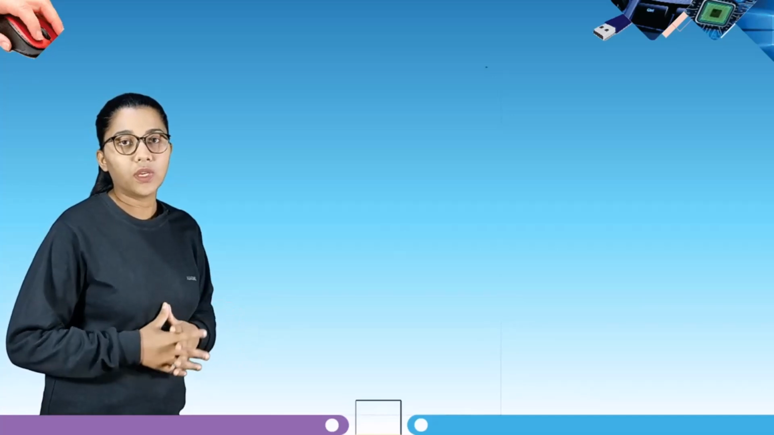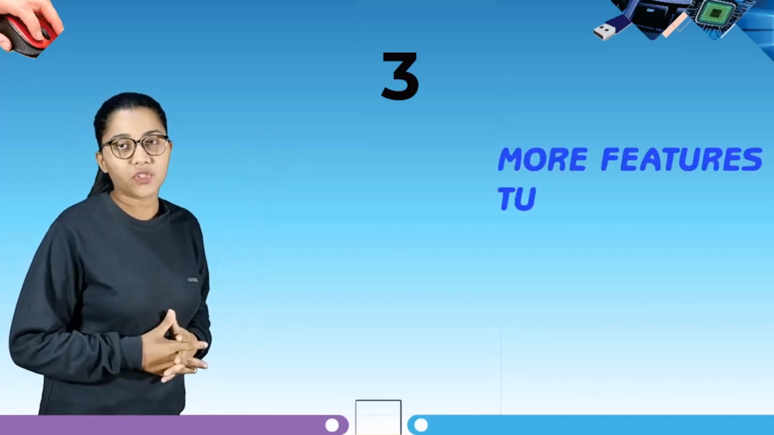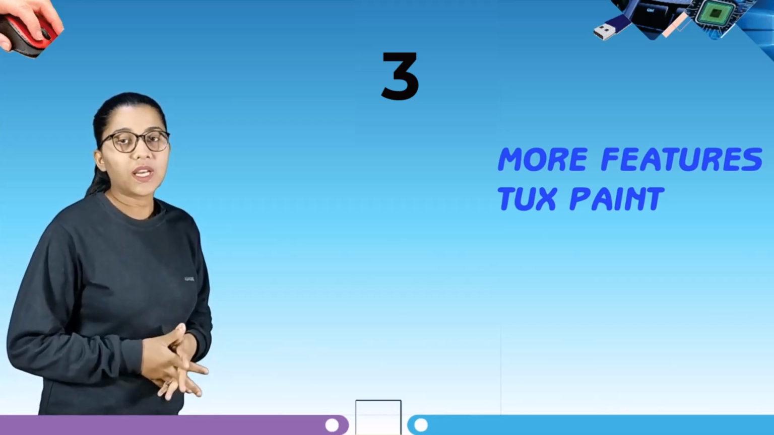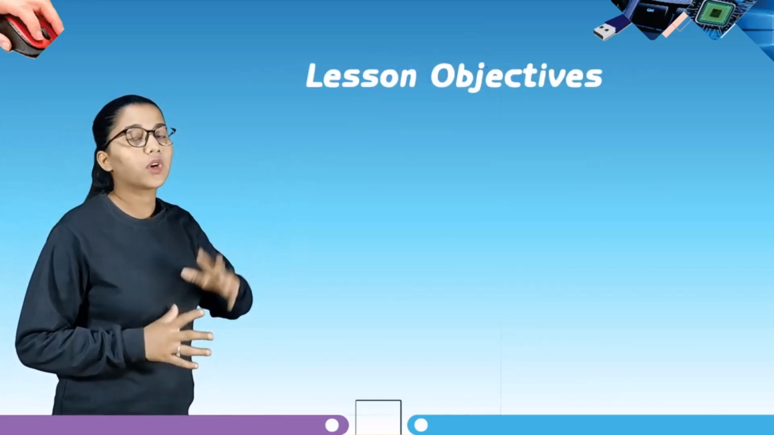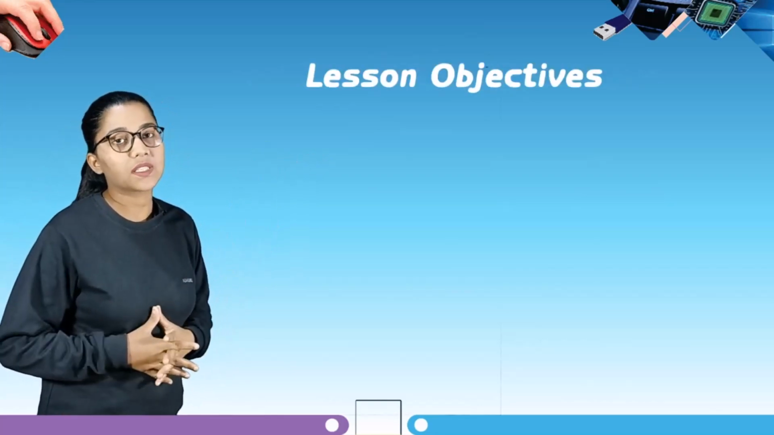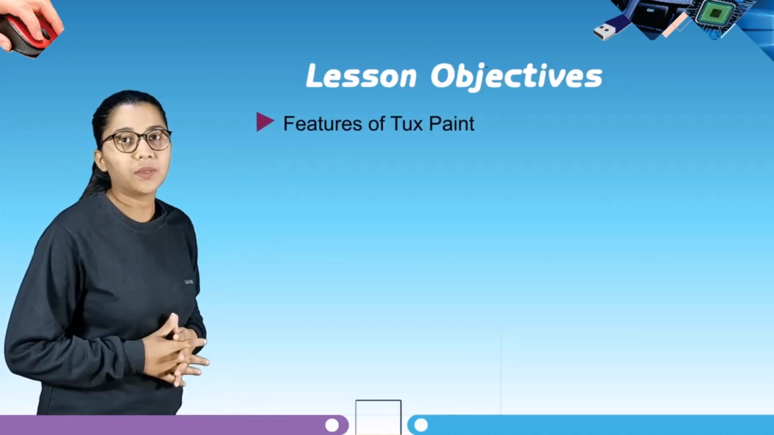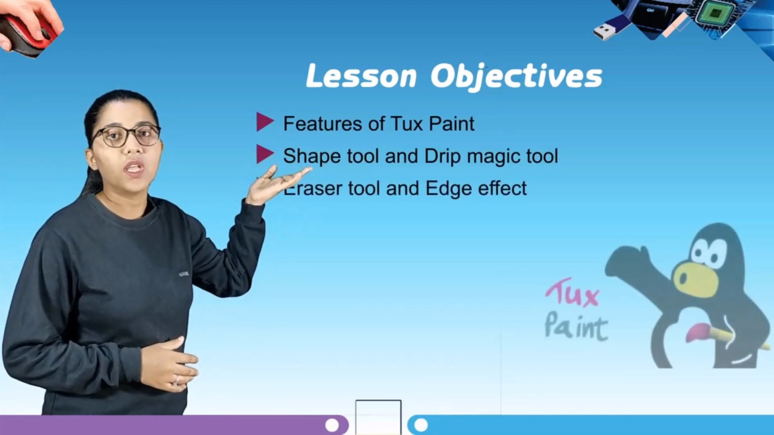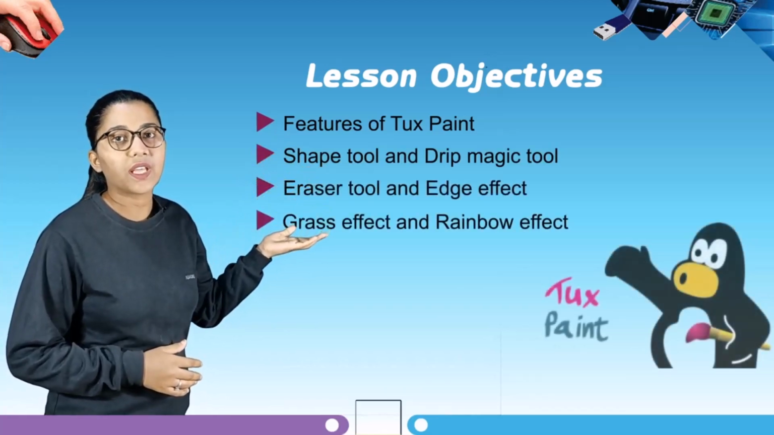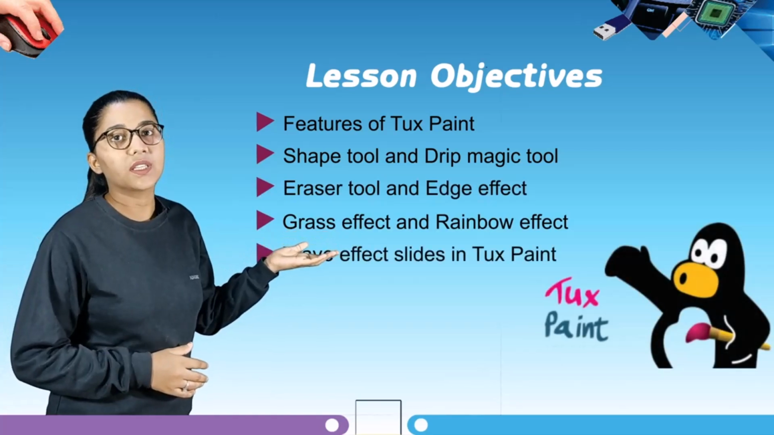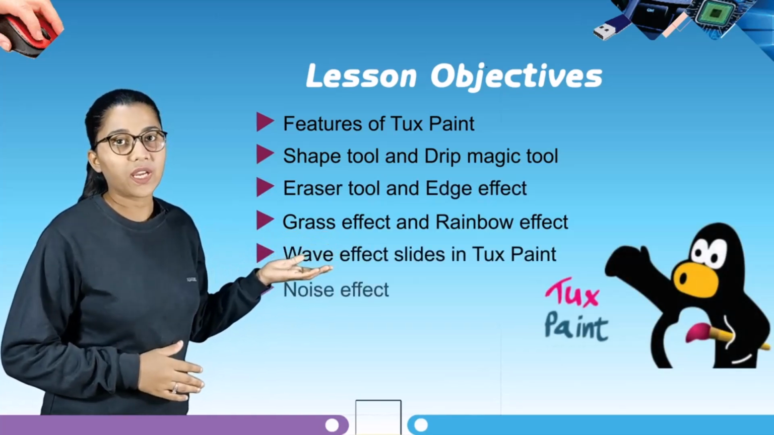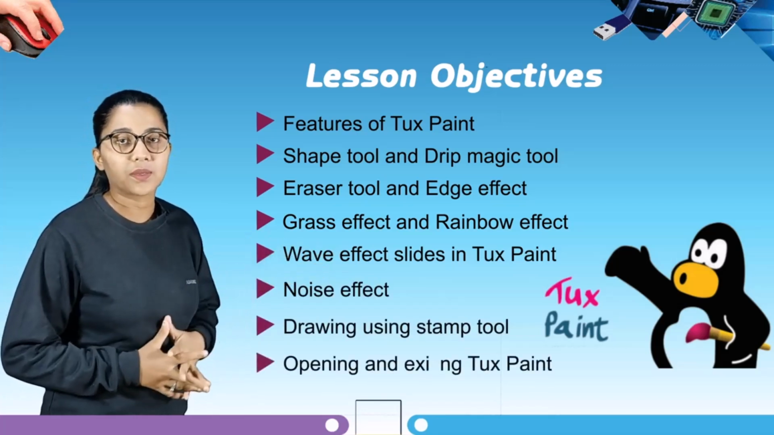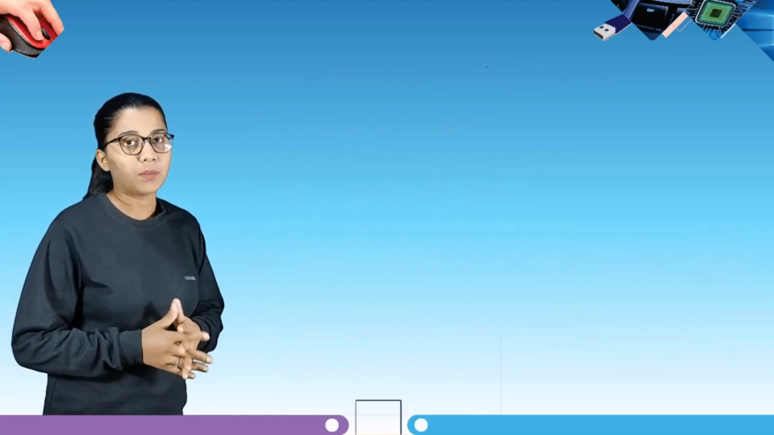Today we are going to learn our chapter that is more features of Tux Paint. So students, before we start our chapter, let's have a look at lesson objective. What are we going to learn in this chapter? Let's have a look. Features of Tux Paint, shape tool and drip magic tool, eraser tool and edge effect, grass effect and rainbow effect, wave effect, slide in Tux Paint, noise effect, drawing using stamp tool, opening and exiting Tux Paint. So students, now we have warm-up questions.